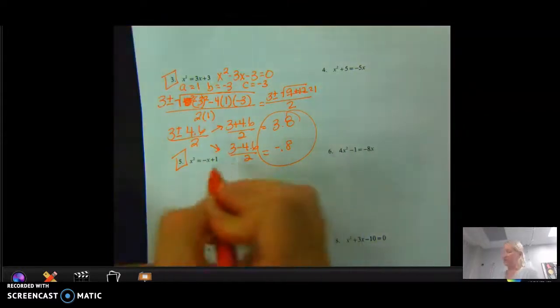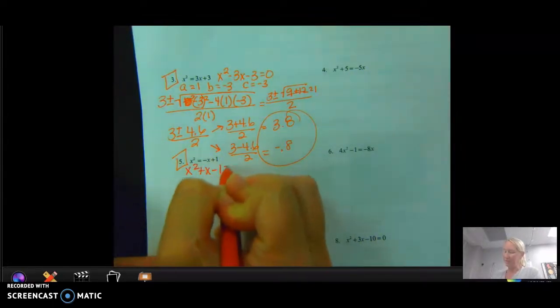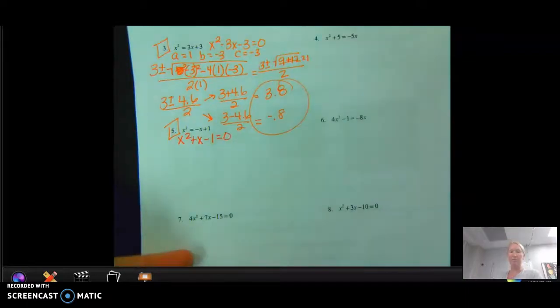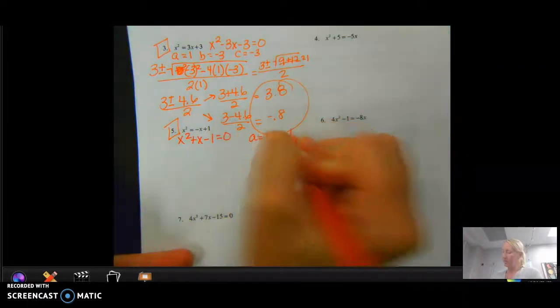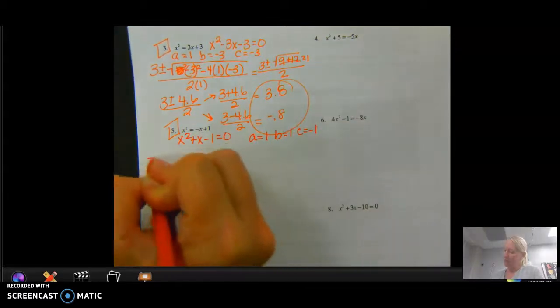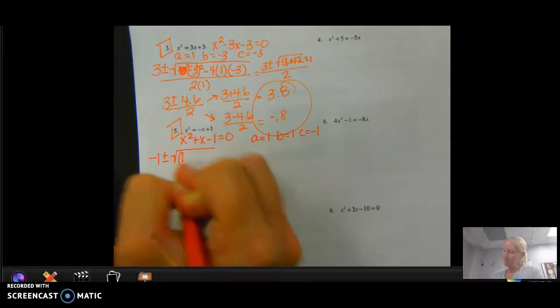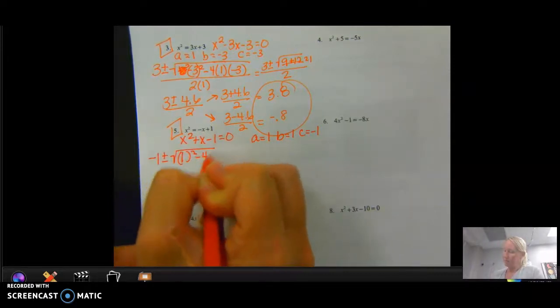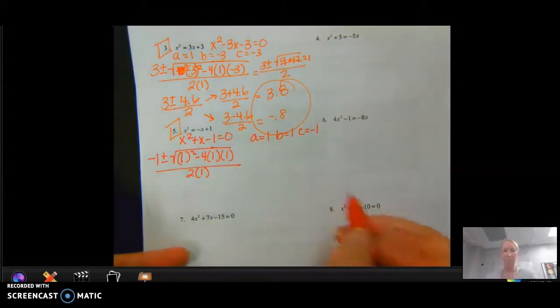Number 5. Again, I need to move everything to the left-hand side, so I get x squared plus x minus 1 equals 0, because we do opposite operations to move stuff over. A is equal to 1, B is equal to 1, and C is equal to -1. So negative B, so -1, plus or minus big square root, B squared minus 4 times A times C, all over 2 times A. Got a lot of ones there, right?